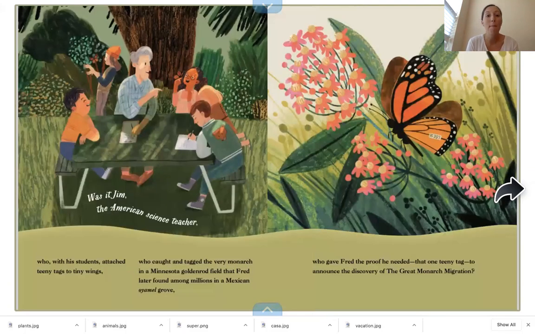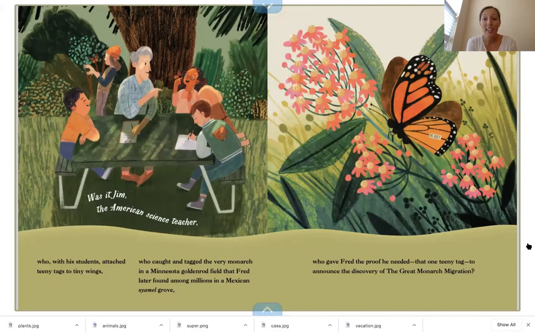Was it Jim, the American science teacher, who with his students attached teeny tags to the tiny wings, who caught and tagged the very monarch in a Minnesota goldenrod field that Fred later found among millions in a Mexican Oyamel grove? So this teacher tagged this little butterfly. You guys see the tag on the wing in the picture?